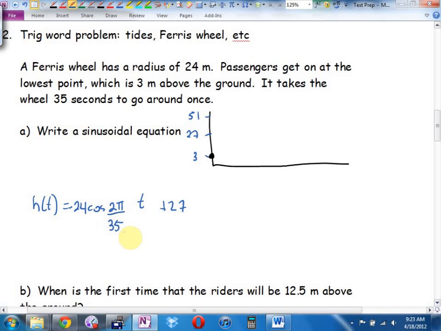Oh, by the way, I guess that means after 35 seconds, we're back at the bottom. Could you find when we're at the top? Yeah, it'd be half of 35. It would be 17.5. That's when we're at the top. Could you find when we're in the middle? Yeah, it'd be half of 17.5, which I think would be 8.75. I'd have to divide by 2. Could I find when I was there?